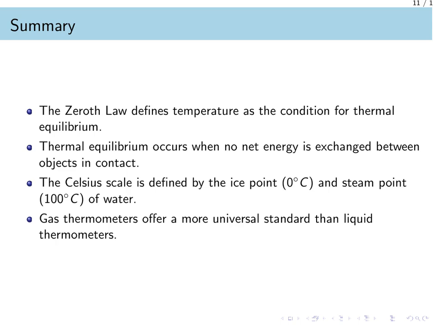To summarize the main points of this lecture, we have learned that the Zeroth law of thermodynamics defines temperature as the fundamental condition for thermal equilibrium. We established that thermal equilibrium is reached when there is no net exchange of energy between objects in contact. We also reviewed the Celsius scale, which is anchored by the ice point at 0 degrees and the steam point at 100 degrees for water. Finally, we noted that gas thermometers are preferred for scientific standards because they offer a more universal measurement that is less dependent on the specific substance inside the device.